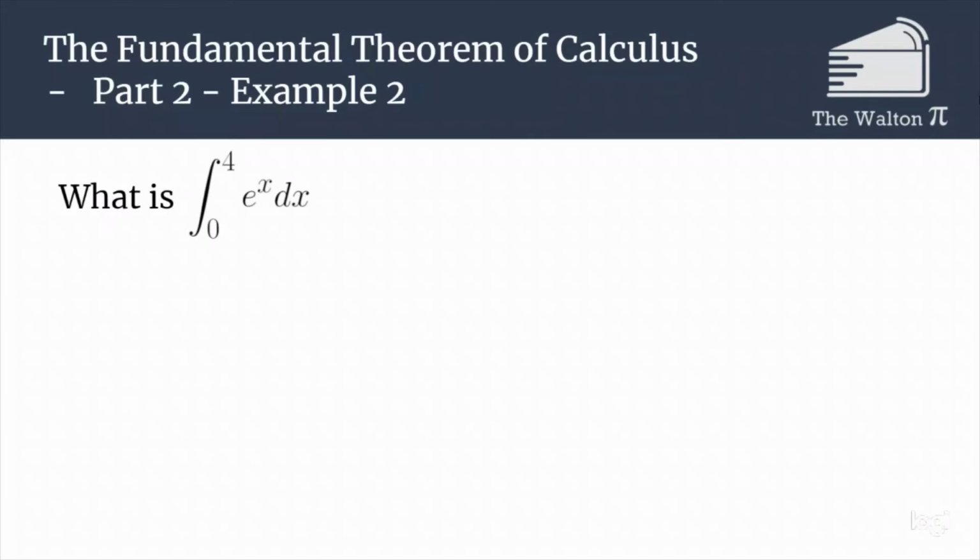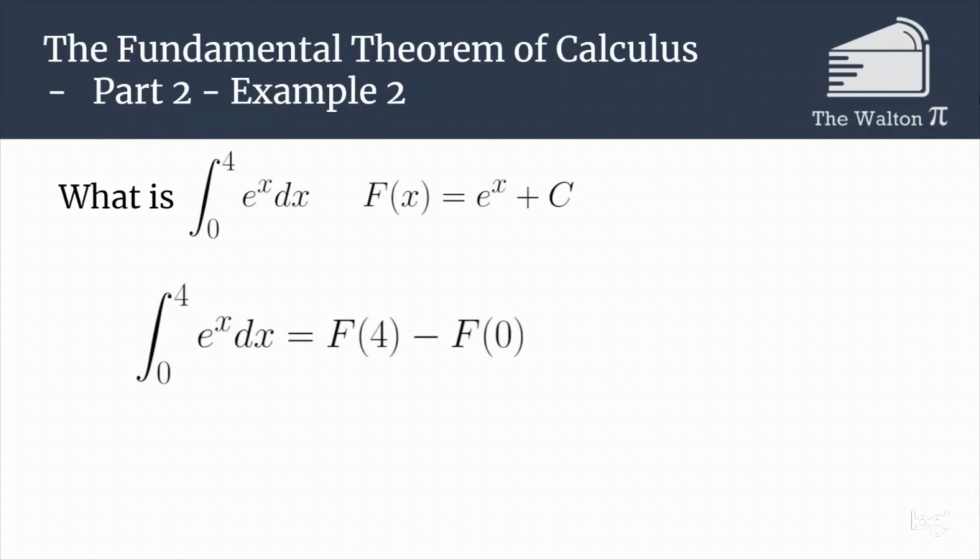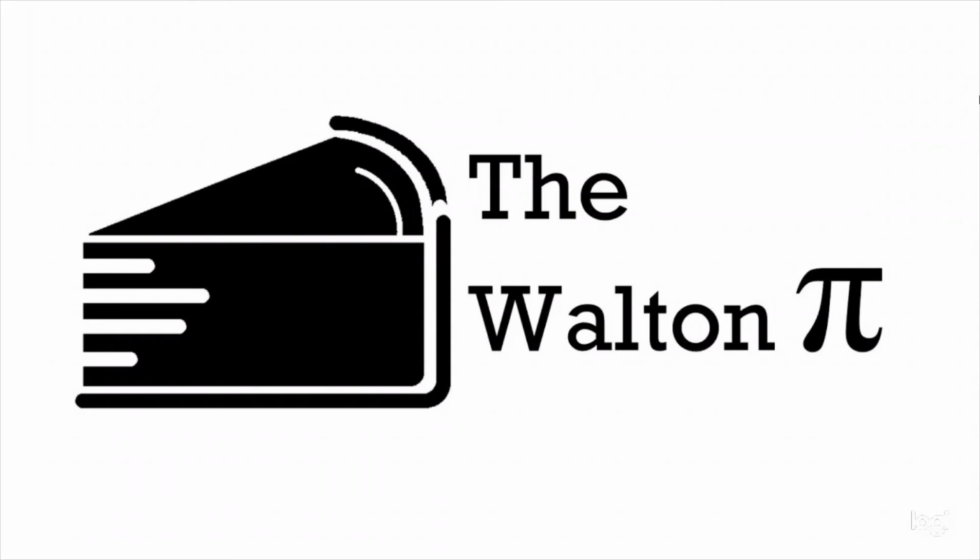So let's use that tip to find the integral from 0 to 4 of e to the x dx. Well, we can take the antiderivative at 4, subtract the antiderivative at 0. Since the antiderivative is e to the x plus c, let's just use e to the x plus 0, so that becomes e to the 4 minus e to the 0, which is just e to the 4 minus 1, and that's our answer.